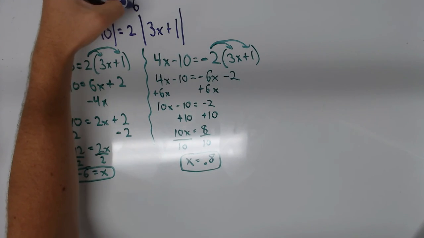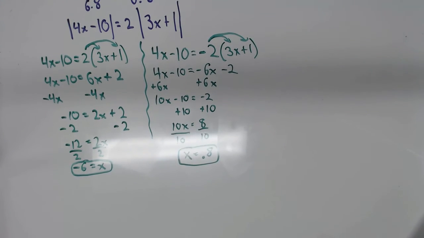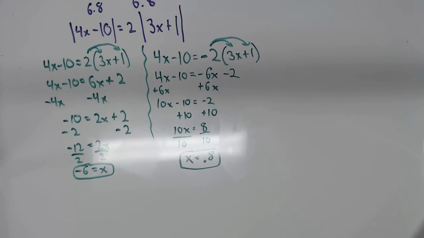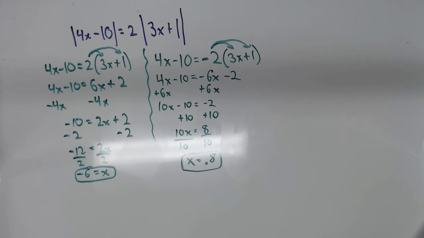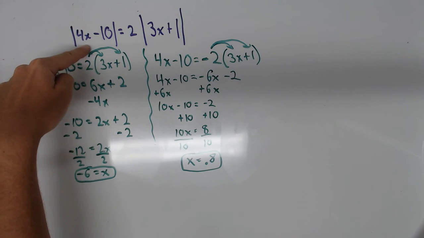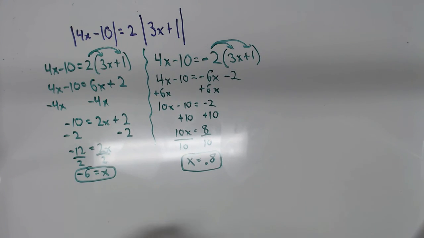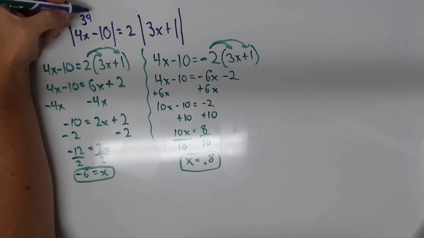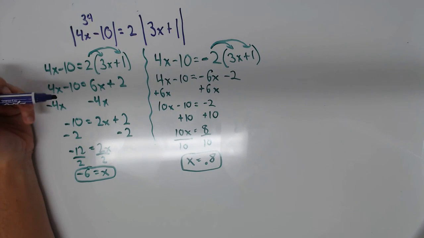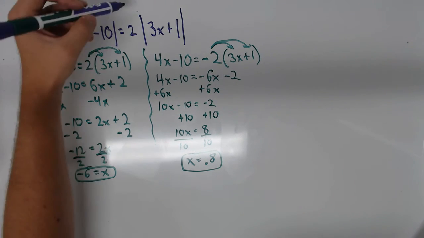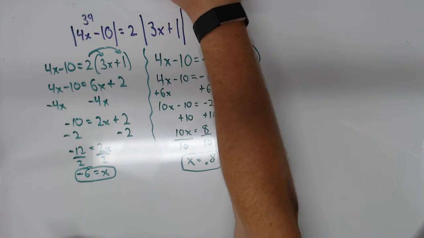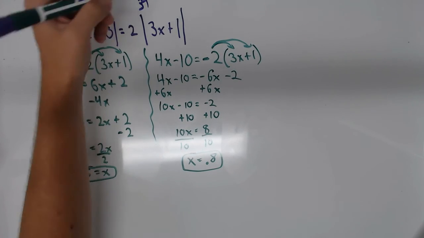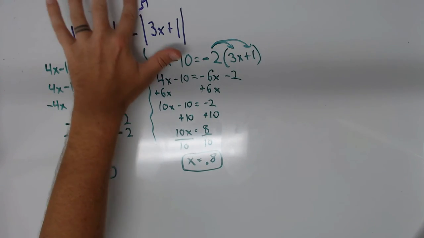So please don't be intimidated by the decimal answers. If you don't like it, just give it a try, actually plug it back in. But it worked out. The negative 6 as well. 4 times negative 6, negative 24. Minus 10 is negative 34. The absolute value makes it a positive 34. 3 times negative 6 is negative 18. Plus 1 is negative 17. The absolute value makes it a positive 17. 2 times 17 is 34. So both our answers check out when we plug them back in. That's good news. There's no way we were wrong.